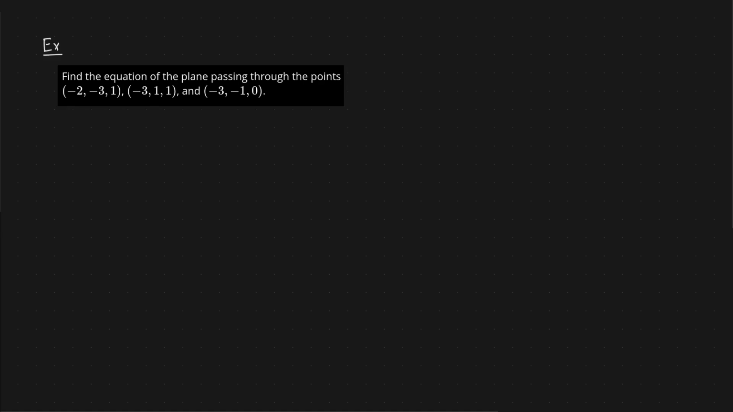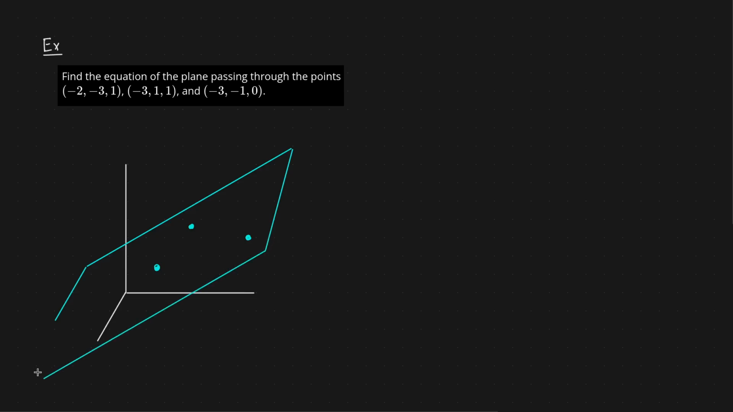Let's do one more example. Let's find the equation of a plane passing through 3 given points. So the key here is that when we have 3 points, in most circumstances, 3 points determine the equation of a plane. So if I have 3 points somewhere in space, in almost every circumstance, there will be exactly one plane that goes through those 3 points.